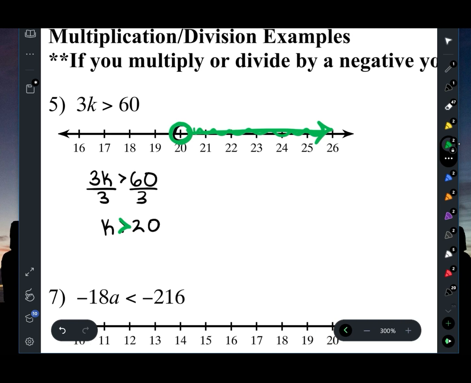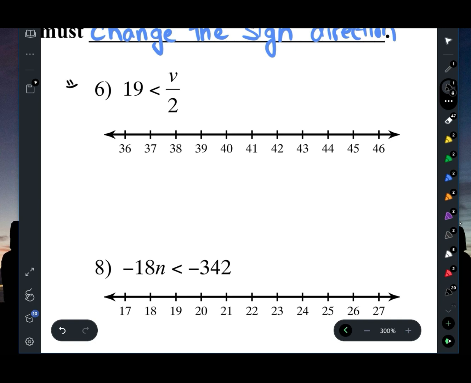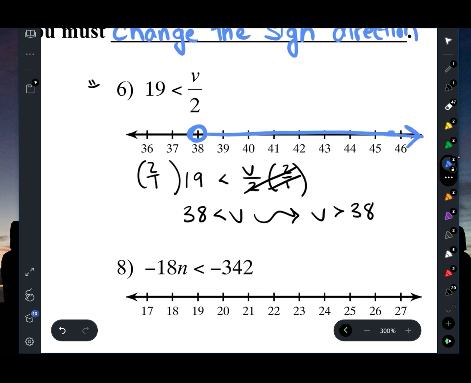Now we should also consider rewriting it, but let's just write it down first. Now let's consider number 6 here. It's just a little bit different because 19 is on the left, the variable's on the other side, and we got a fraction. But hopefully you remember, if you multiply by the reciprocal, 2 over 1, that is going to knock out that fraction. So we have 38 less than v, and rewrite that so v is greater than 38, and that'll give you a better picture as to how to write that and how to graph it. So bigger than 38. Open circle.